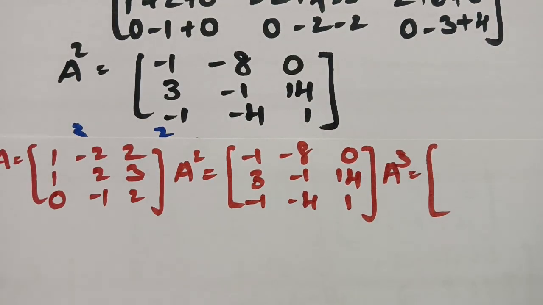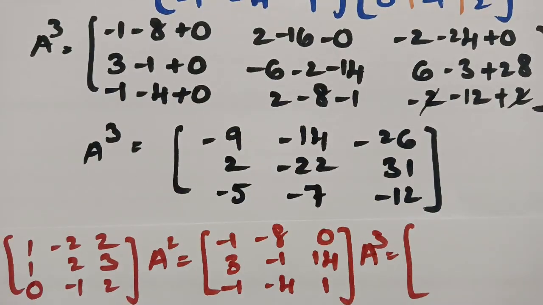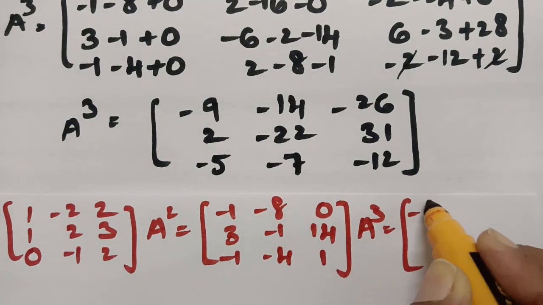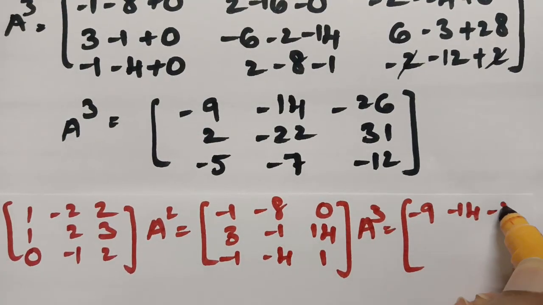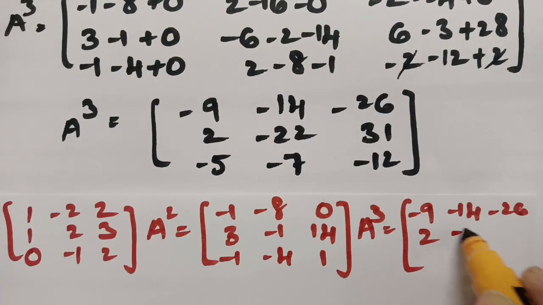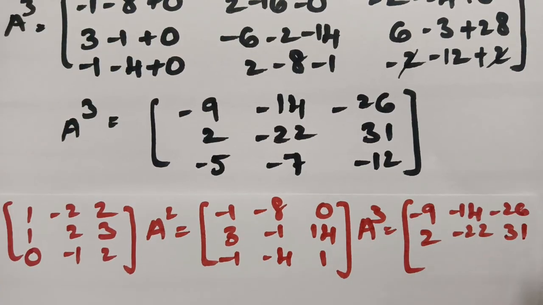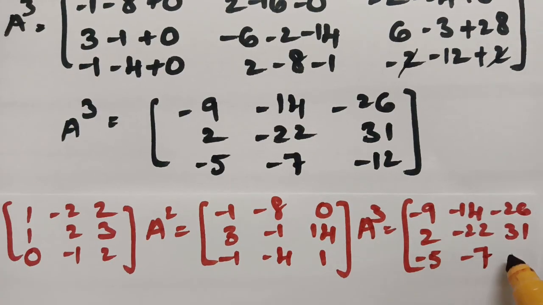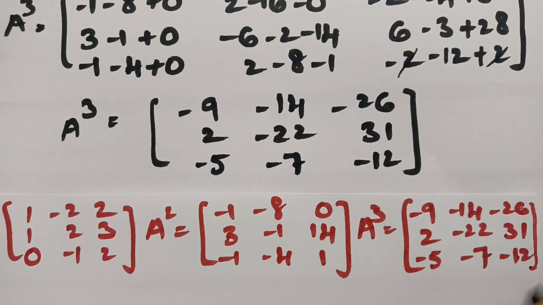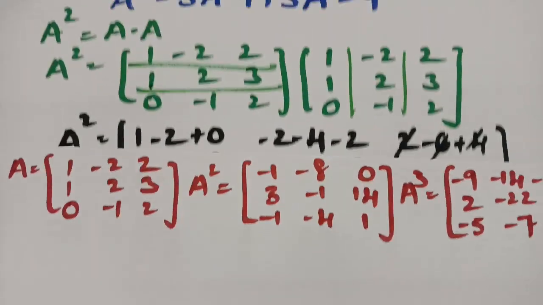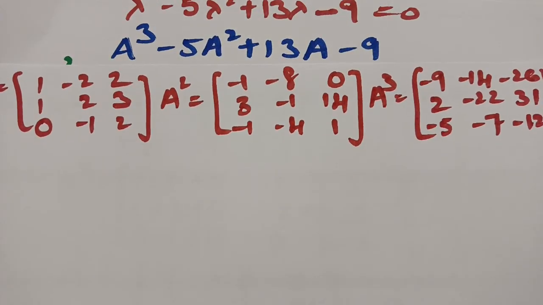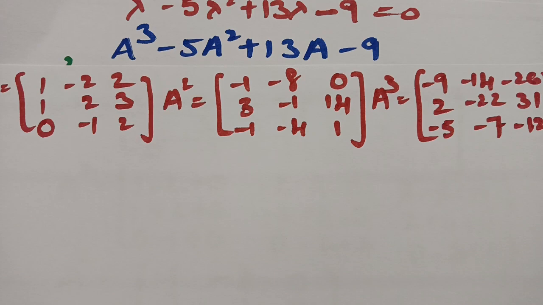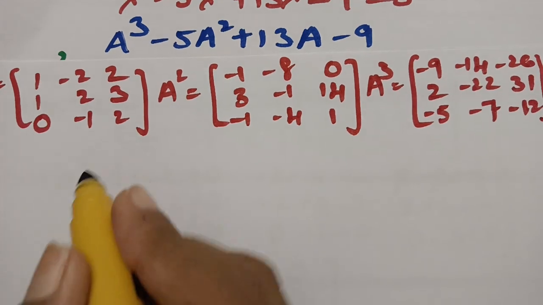is also ready. So let me show you this one. A cube value is nothing but minus 9 minus 14 minus 26. This is 2 minus 22. This value is 31 and this value is minus 5 minus 7. This value is minus 12. Clear? And now what is our characteristic equation? So this is our characteristic equation. So now we have to check whether it satisfies the equation or not.